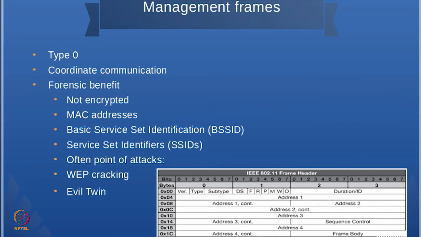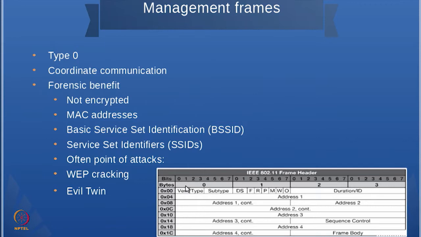Management frames are given as type 0, and these are the ones that coordinate communication. The forensic benefit of management frames is that they are not encrypted, and they use MAC addresses, so they use the BSSID, and you can get the service set identifiers. These are actually the points of attack, like the evil twin attack. Evil twin is using the same name for the wireless network connection as what already exists. Then you can crack the WEP protocol secret. This frame looks something like this.